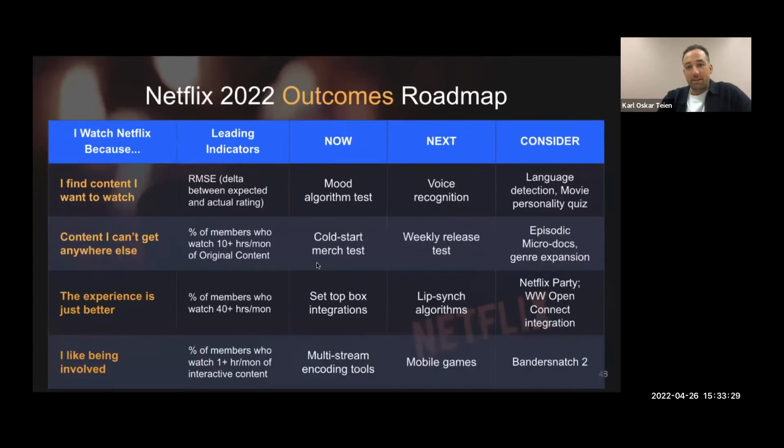I've seen another format as well that I found pretty interesting, where you really focus on the outcome. So in this case, you'll recognize this from the Aftenposten example. You say, well, I watch Netflix because I find content I want to watch, or I find content I can't get anywhere else. So this is really the strategy around original content. And then you have some ways of measuring, are you making progress toward that goal of delivering on that strategy?